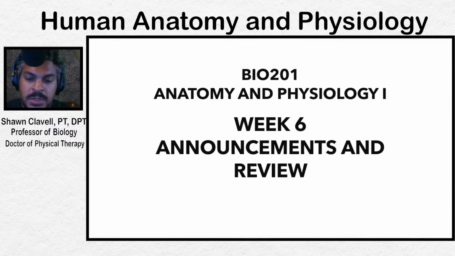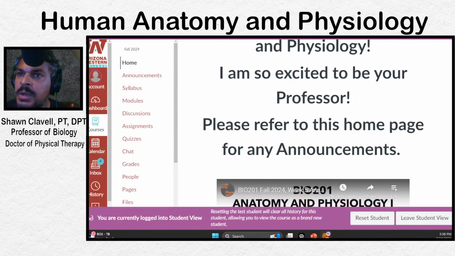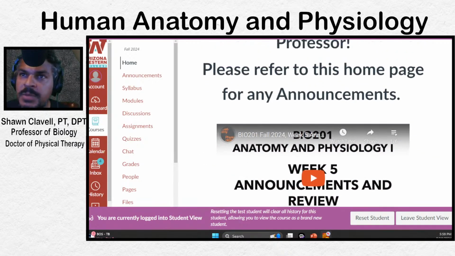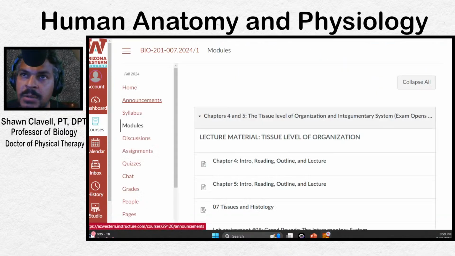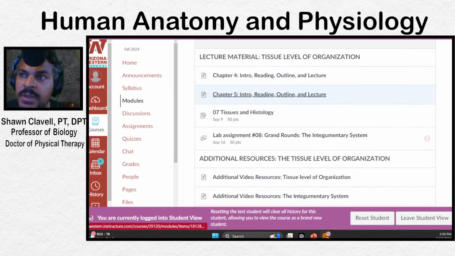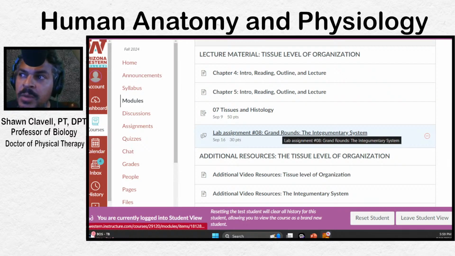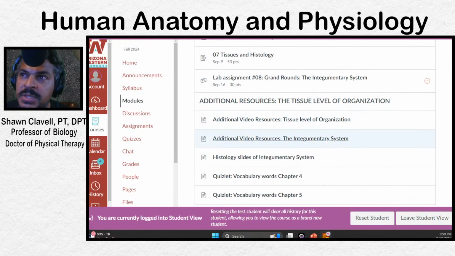So let's take a look here at your Canvas. Let me give you the student view and throw it up on the screen. All right, so right there on the front page, we'll have some updated announcements. We'll hop into modules where the class really lives. Again, we're looking at chapters 4 and 5. In our online class, we've gone through tissues and histology, as well as the grand rounds, the integumentary system.